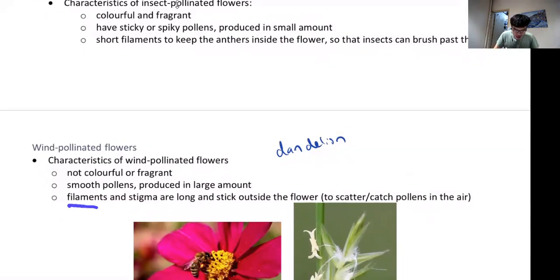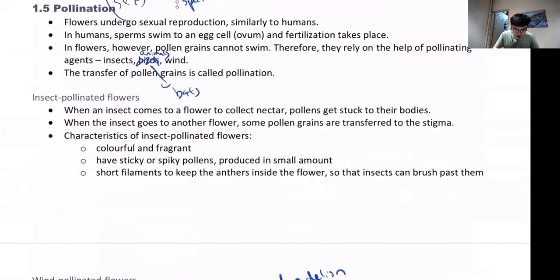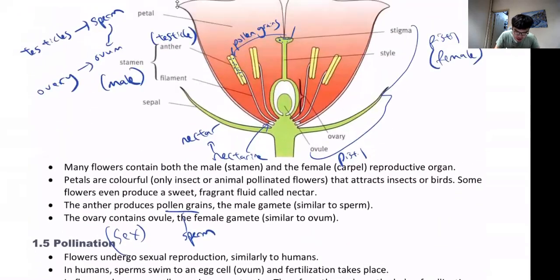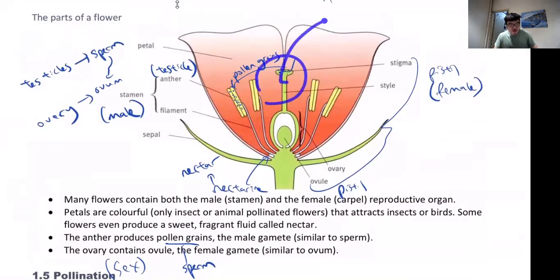So filaments and stigma are long and stick out outside the flower, to scatter or catch the pollen. Either their filament is long, the male part will hang outside the flower, or the female part, the stigma, will hang outside the flower. Hopefully they can catch pollen grains.